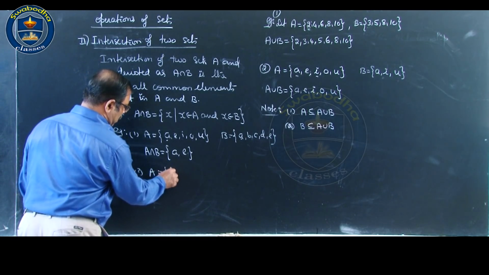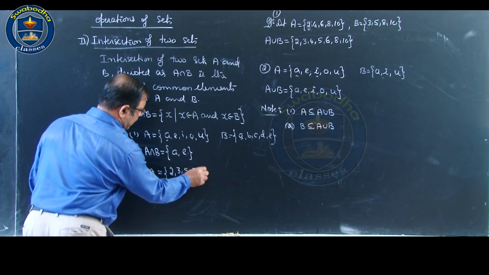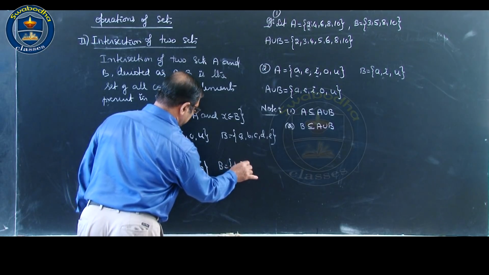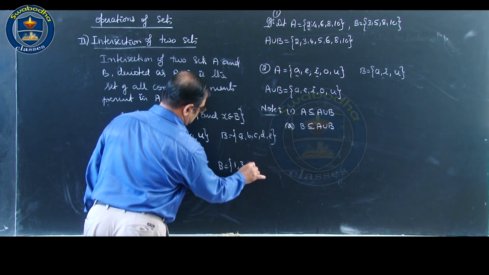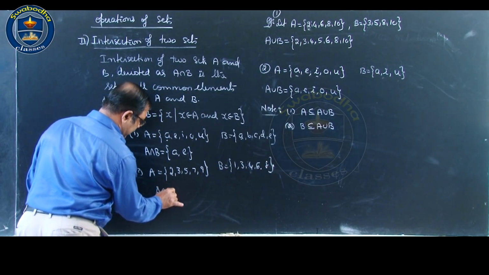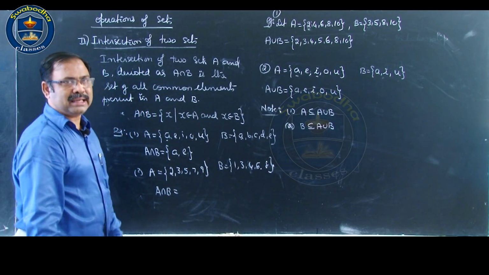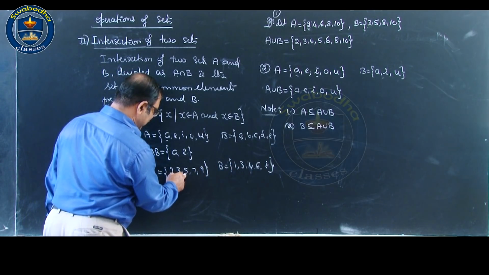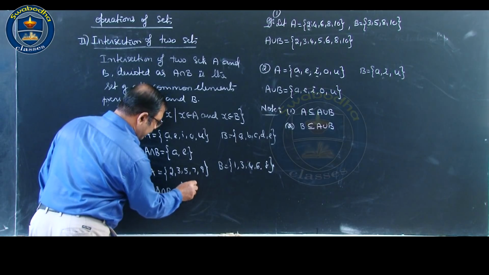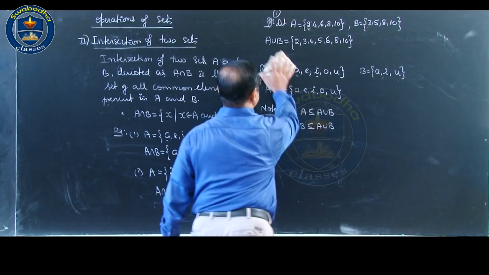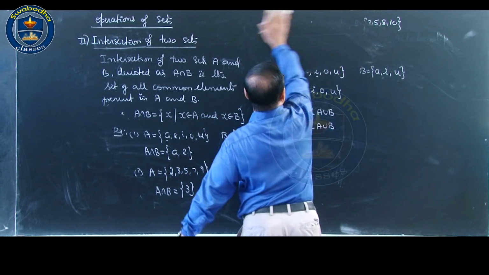A is equal to 2, 3, 5, 7, 9. B is equal to 1, 3, 4, 6, 8. So what is A intersection B? 2 is not there. Then 3, only 3 is the common element. So A intersection B is 3.